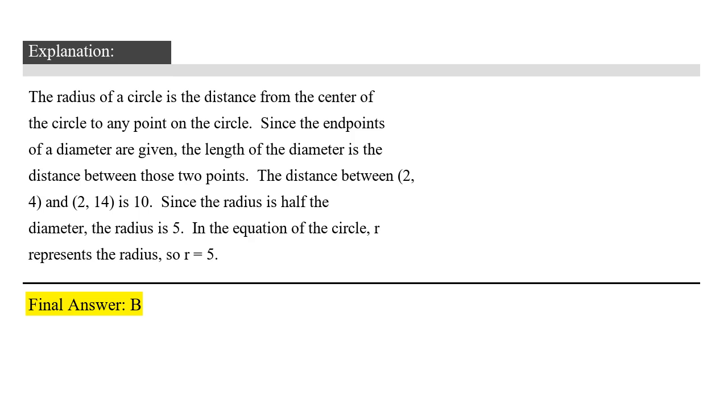The radius of a circle is the distance from the center of the circle to any point on the circle. Since the endpoints of a diameter are given, the length of the diameter is the distance between those 2 points. The distance between (2, 4) and (2, 14) is 10. Since the radius is half the diameter, the radius is 5. In the equation of the circle, r represents the radius, so r equals 5.